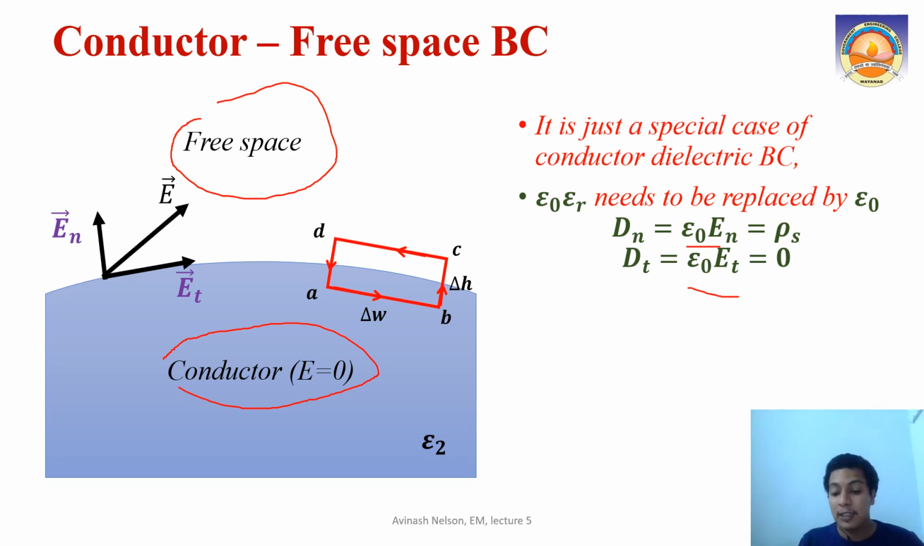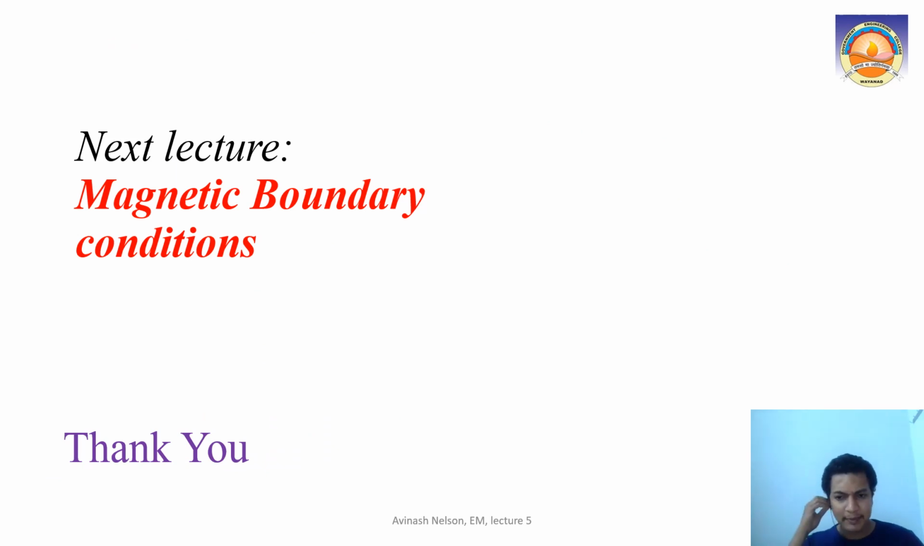So this is about the boundary conditions. Our next class will be on magnetic boundary conditions. Before that, I just want to conclude. In this lecture we discussed different boundary conditions. Whenever you have two mediums, you have an interface in between, right? At that interface or boundary, what are the field conditions? That is what is meant by boundary conditions.